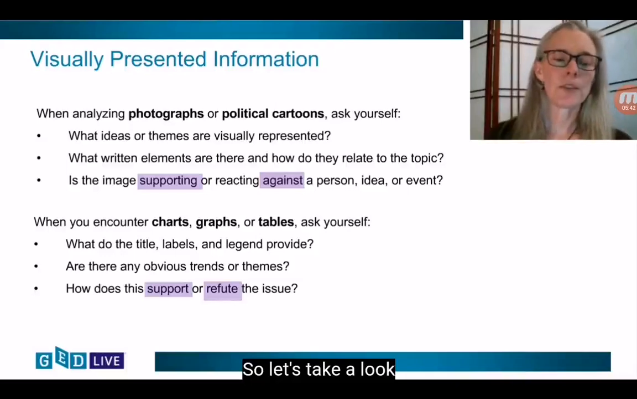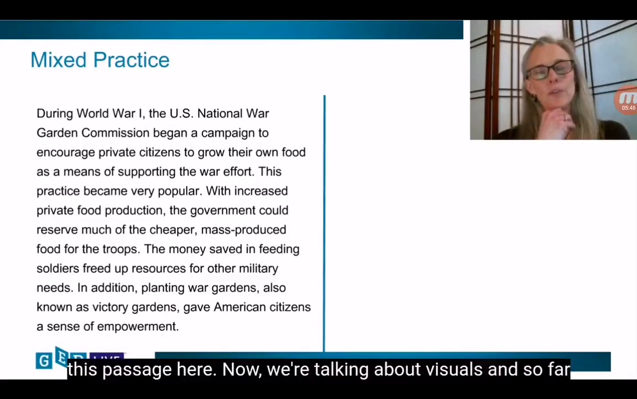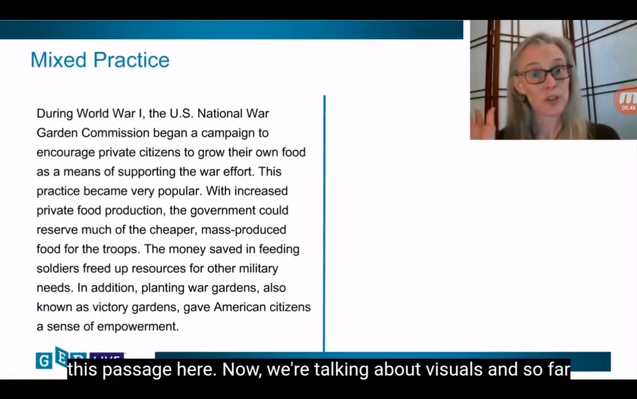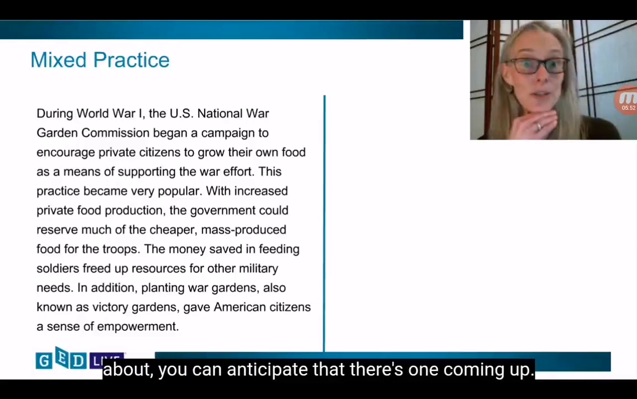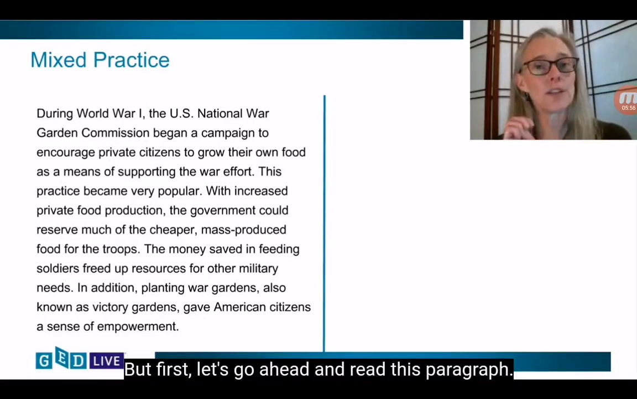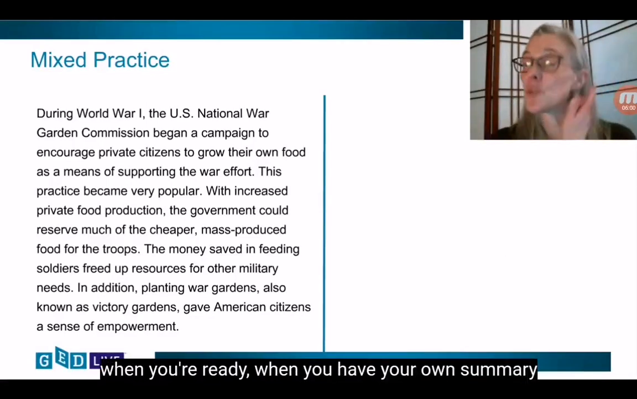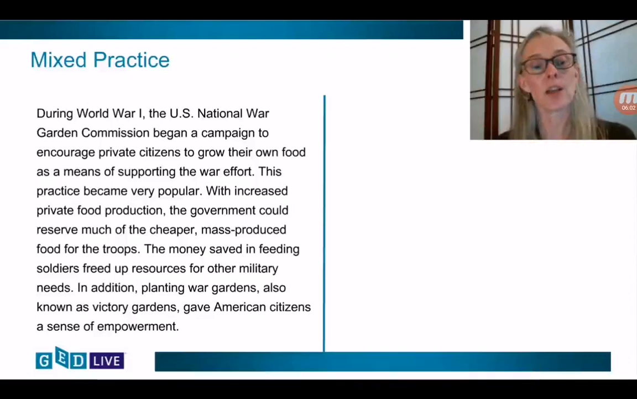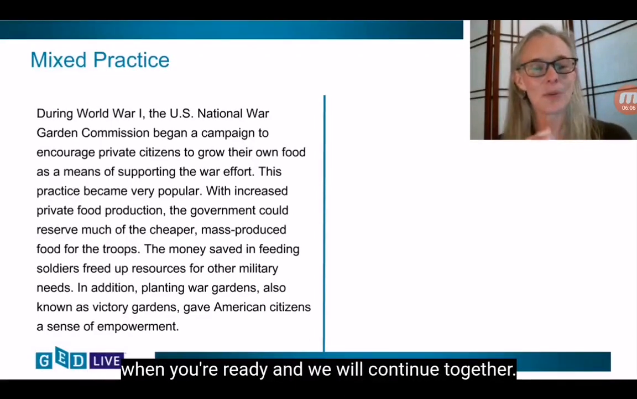So let's take a look at this passage here. Now, we're talking about visuals. So far, you don't have any visuals, but because that's what this session is about, you can anticipate that there's one coming up. But first, let's go ahead and read this paragraph. I'll invite you to pause the video. You can come back when you have your own summary of what this passage is about, and we will continue together.